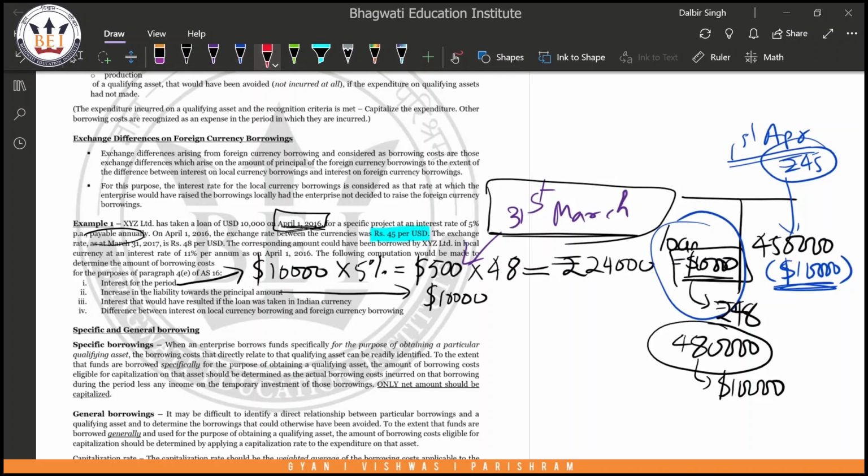I have to restate my loan from 4 lakh 50,000 to 4 lakh 80,000, which means my liability is increasing by how much? 30,000. What is that? The difference between 48 and 45. So my increase is computed as 48 minus 45, which is rupees 30,000. Clear? So that is the increase in the liabilities towards the principal amount, that is 10,000.